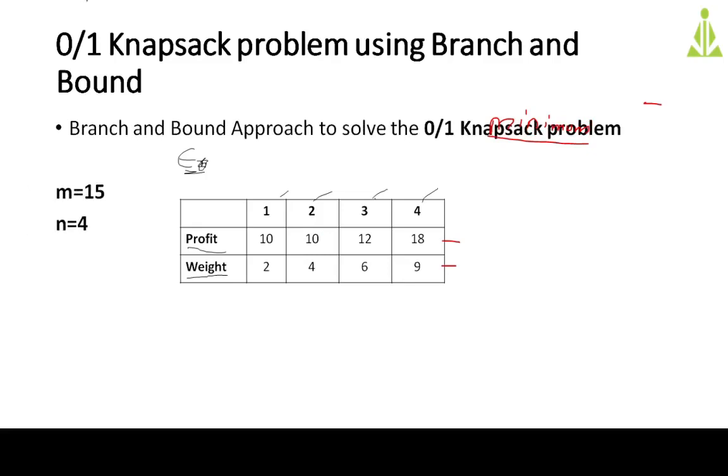Here, for solving branch and bound, we have m and n, which is 4. What is m? M is the bag capacity, and n is the number of items. After adding the items, the total bag capacity should be 15. So how do we do that? We have already completed the 0/1 knapsack problem using dynamic programming, but now we are using the branch and bound technique on the same problem.